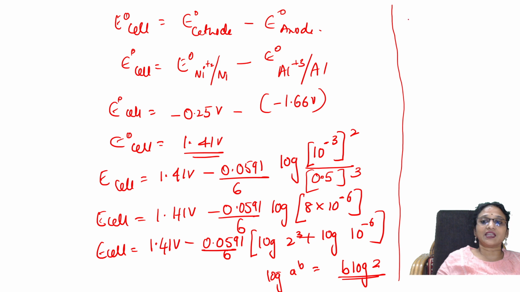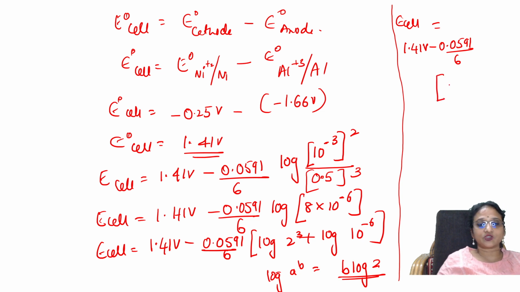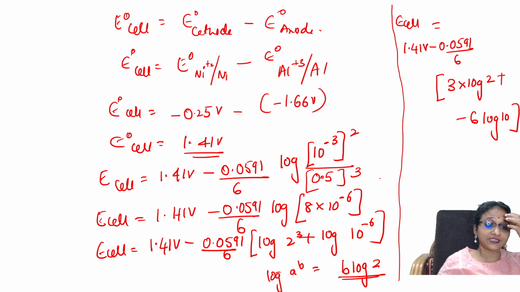So I'm going to write the same thing as E cell is equal to 1.41 volts minus 0.0591 by 6. I'm writing log 2 cube as place is not there, so I'm writing it as 3 into log 2. Same thing. Yes, 3 into log 2 plus, so log 10 raised to the power of minus 6 can be written as minus 6 log 10. Correct, students? Same thing which I have thought easy. So minus 6 log 10. Log 10 is already 1.